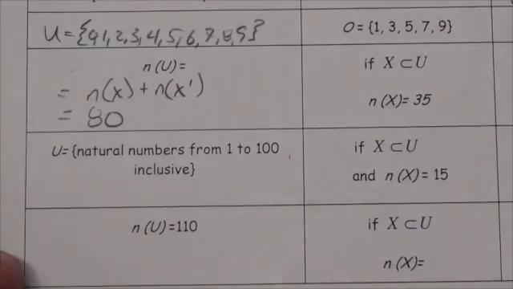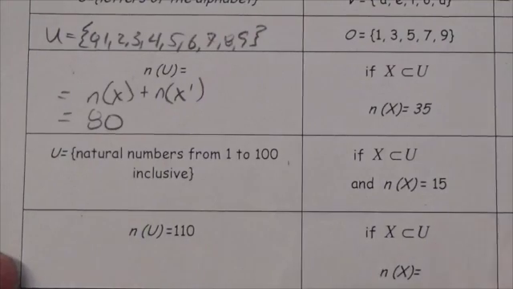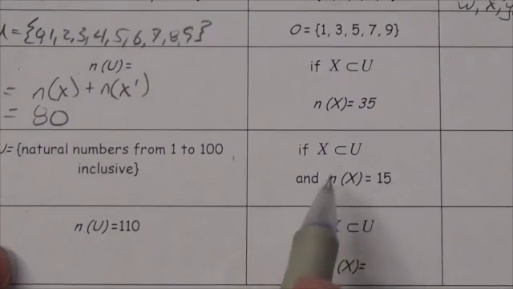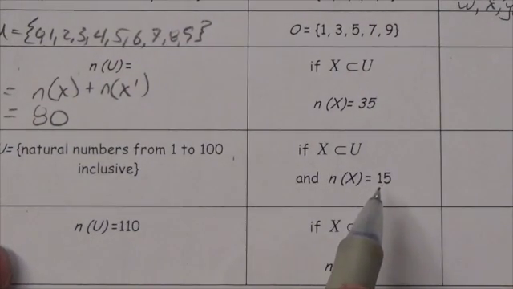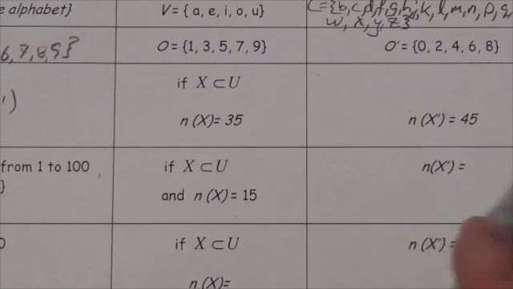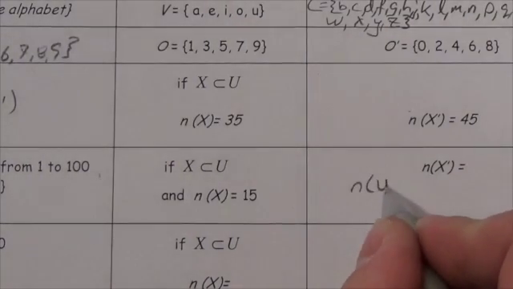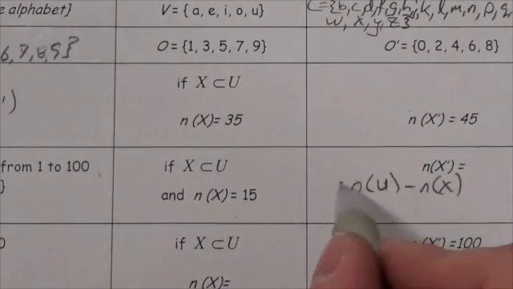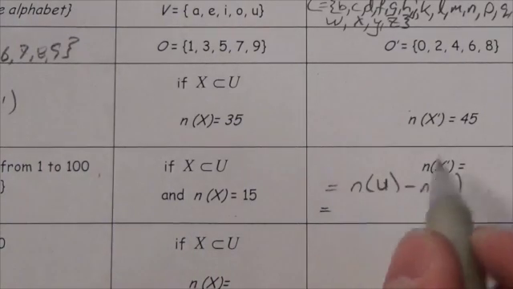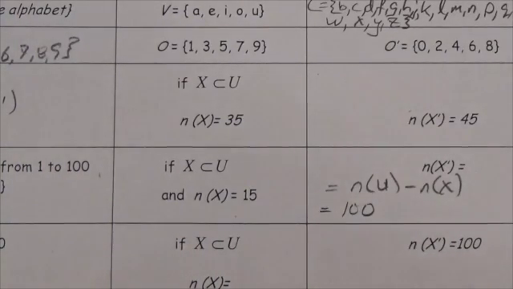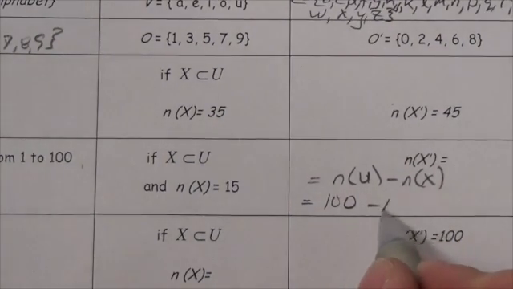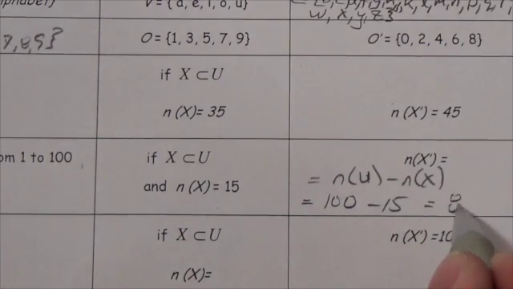The universe is the natural numbers from 1 to 100 inclusive, so we're including the endpoints here. X is going to be a subset of U, and the number of items in X is going to be 15. Okay, well then how many are in not X? Well, that's going to be the number in the universe minus the number in the original set, so the number in the complement is going to be the difference between those two. In this case, we've established 100 numbers in the universal set. The set that we're interested in has 15 in it, so the number in the complement of that set will be 85.